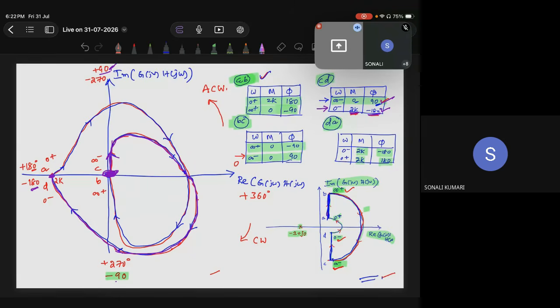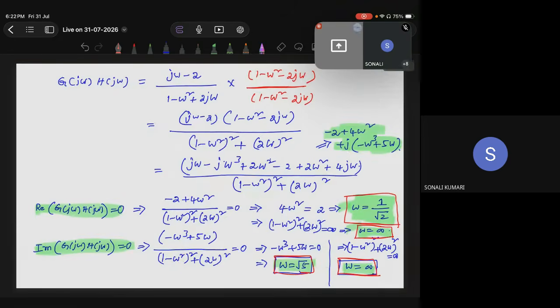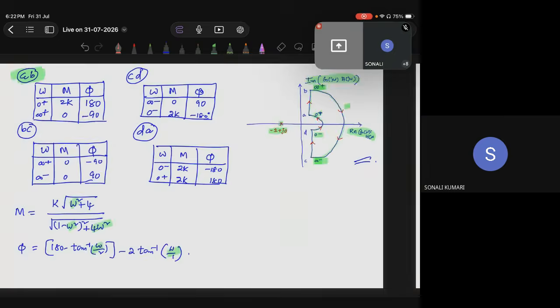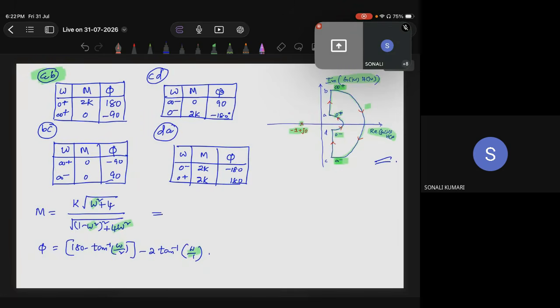Previously, we have calculated two things: when the real part is 0 and when the imaginary part is 0. When the real part is 0, we don't consider omega equal to infinity, we consider omega equal to 1 by root 2. When omega is equal to 1 by root 2, what is the magnitude? You'll get magnitude as root 2k.